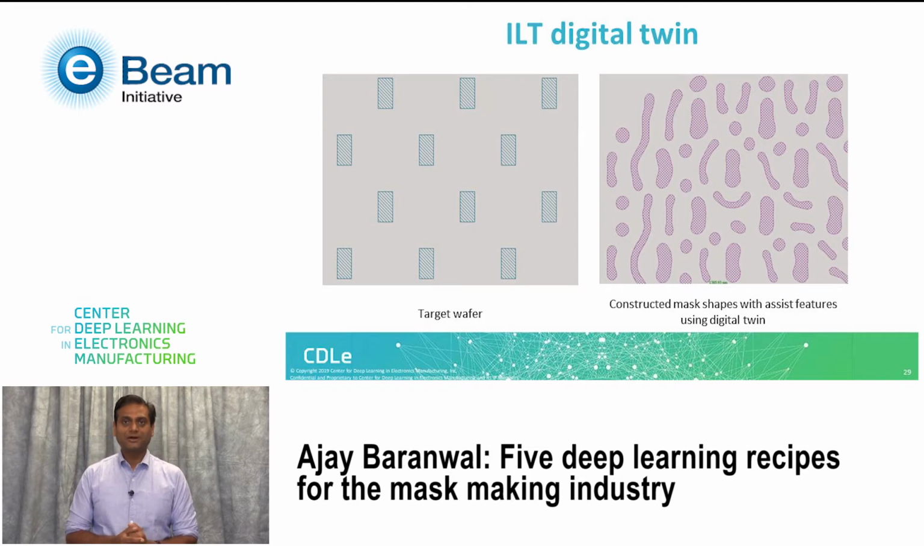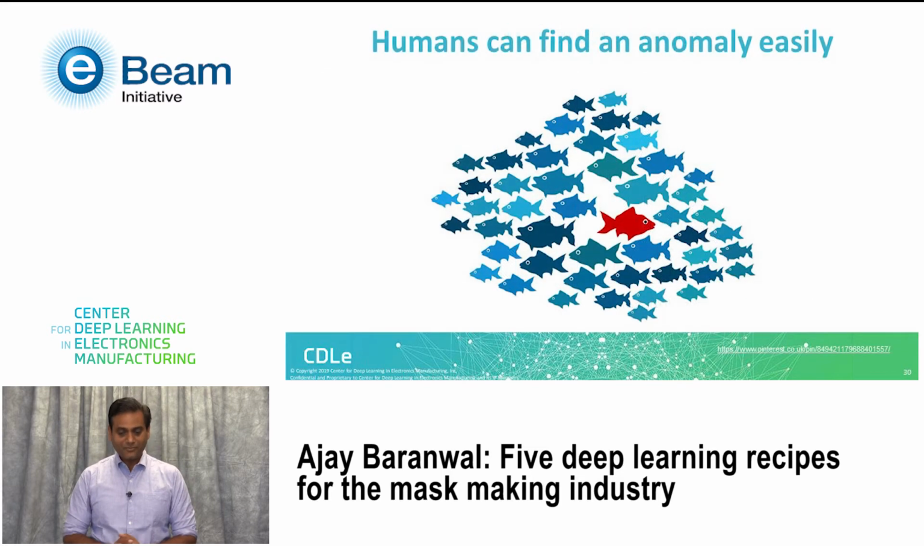I would like to conclude my talk by asking you a question. Do you see there is an anomaly in this picture? Yes, very well, because there is a red fish and its direction is also different. As a human, we can very well tell that there is an anomaly here. And so it is with deep learning. Deep learning has also advanced to a state where you can identify this red fish.